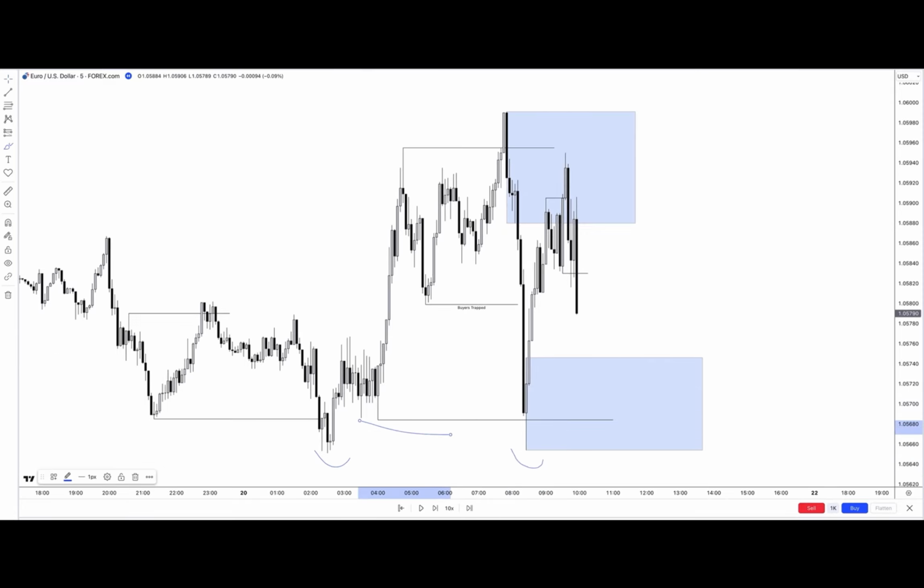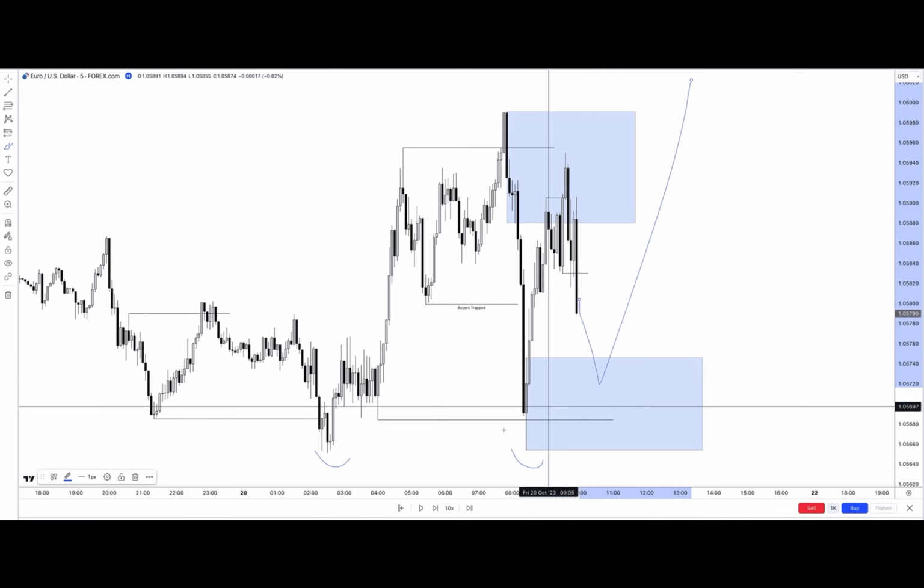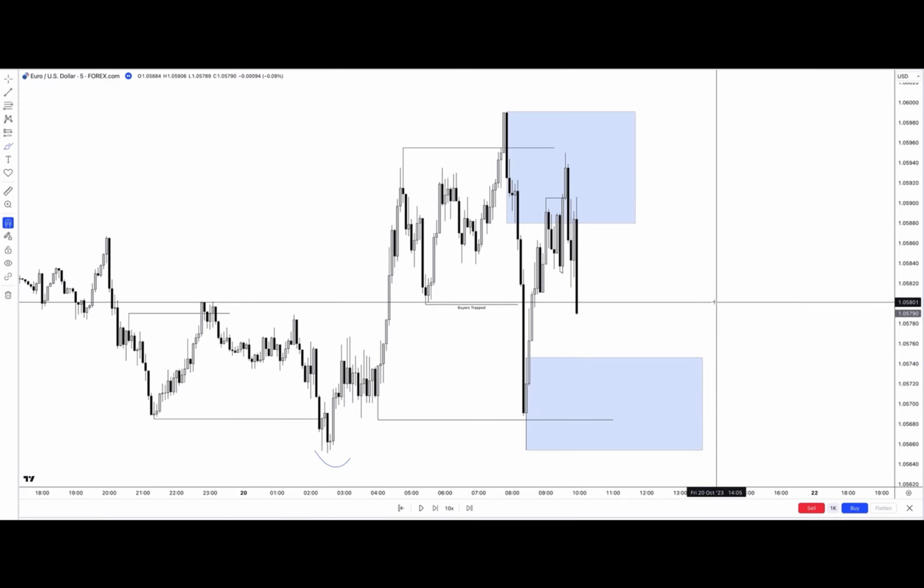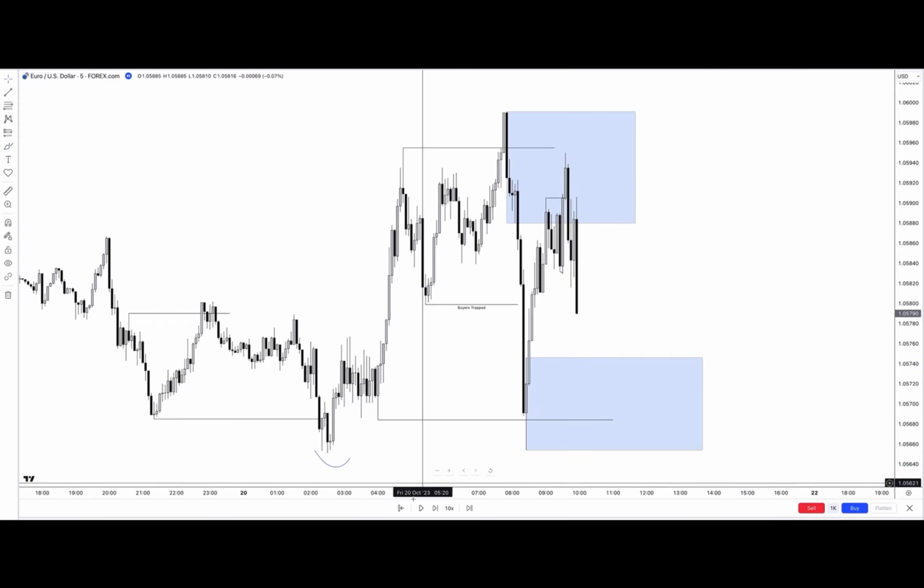Why do we think this is going to get respected? Well, we've taken out liquidity, right? Look with the aggression too, taking out that liquidity. So there's not going to be any liquidity here yet. But once we come down and respect it and move away, now there will be liquidity here. Okay, so that's the logic behind that.